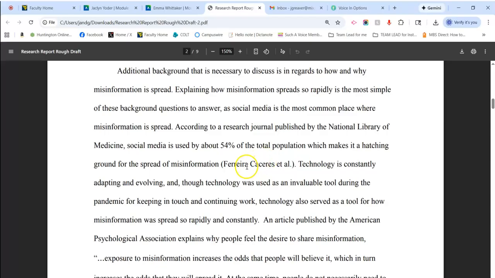Ferrier, I'm not even going to try to pronounce it. Caceres, according to that person. And then state something about who they are. What is this person's profession?